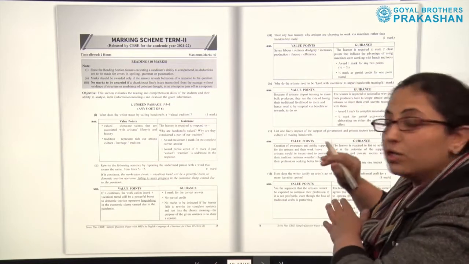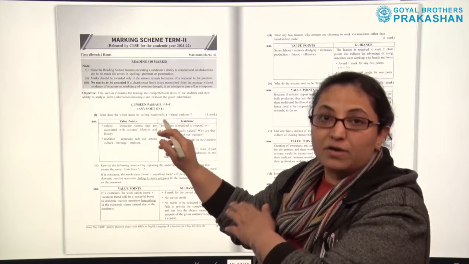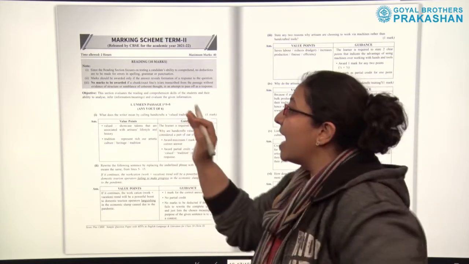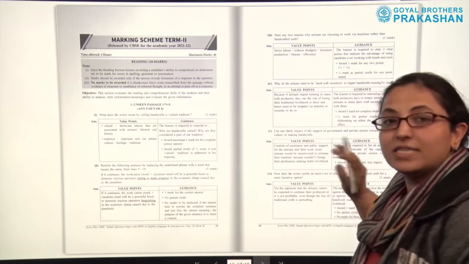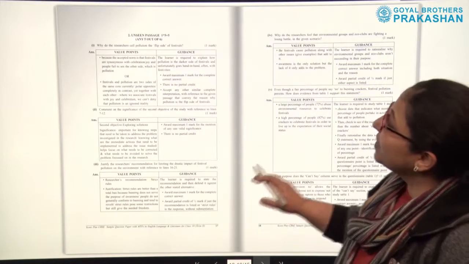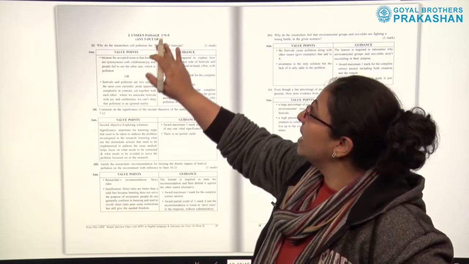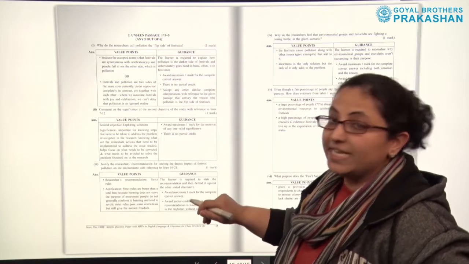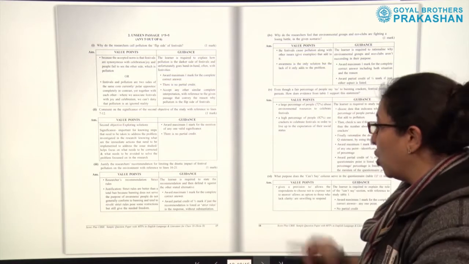Here you can see there are 5 unseen questions, any 5 out of 6 as mentioned, and 1 mark is allotted to each. The value points and guidance are given along with it. After that, the second unseen passage, again any 5 out of 6, again 1 mark each. All the value points and the guidance are provided along with it.